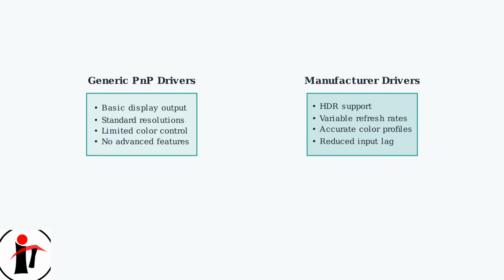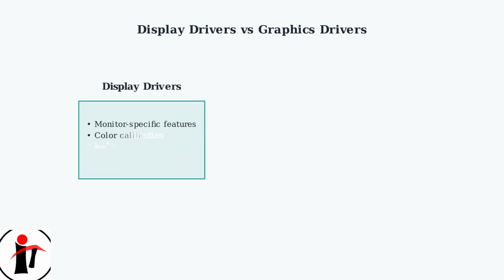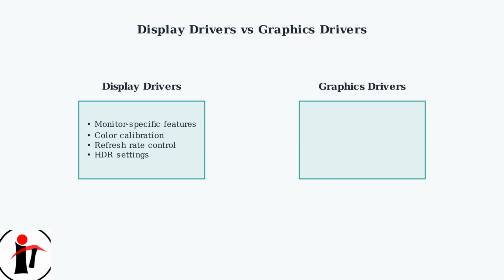Manufacturer-specific drivers from Sceptre unlock advanced features that significantly enhance your viewing experience. These include HDR support, variable refresh rates, accurate color reproduction, and reduced input lag for gaming. It's crucial to understand the difference between display drivers and graphics drivers. Display drivers control monitor-specific features like color calibration and refresh rates. Graphics drivers from companies like NVIDIA, AMD, or Intel handle rendering performance and 3D acceleration. Both types work together, but serve different purposes in your display system.